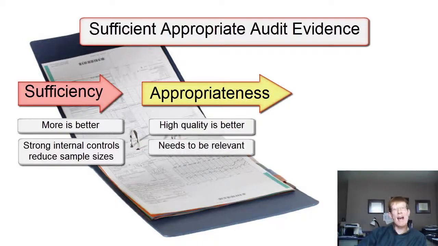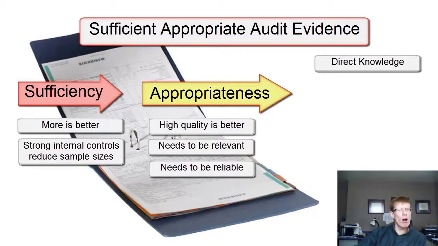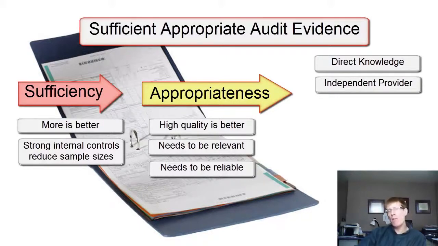Relevance is achieved by gathering evidence that specifically and directly addresses the assertion of interest. Reliability is enhanced as we gather evidence that has been independently generated separately from the client. So, for instance, the strongest type of evidence comes from the auditor's direct knowledge. Perhaps we saw it with our own eyes in the case of an inventory account. The next strongest source of evidence would come from a provider independent of the client, say a confirmation of the cash balance by the bank itself.